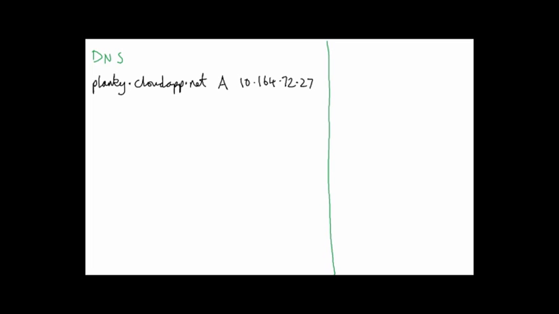Okay, but we said that we wanted this to point to a more meaningful site name. So we can put another entry in here, and we'll call this one planky.com. And then we specify that this is a CNAME record. It's a different type of record, a canonical name record, and that points to another host. And in this case it's going to point to planky.cloudapp.net.